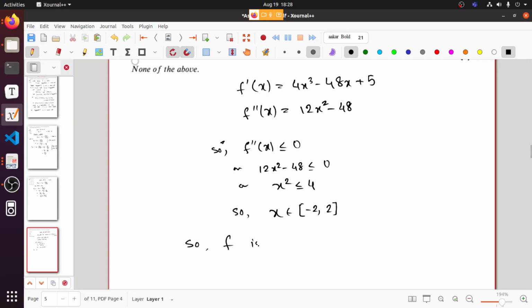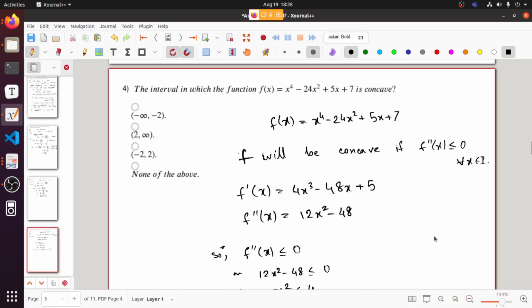So f is concave in minus 2 to 2 in this interval. So just check which options will be correct. The first option is minus infinity to minus 2, so this will not be true. 2 to infinity is also not true. Minus 2 to 2, this is open.